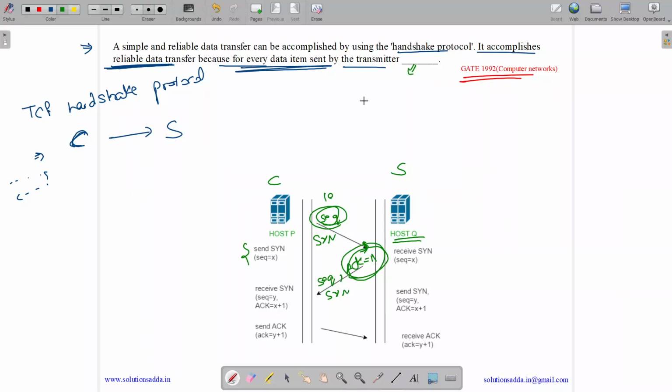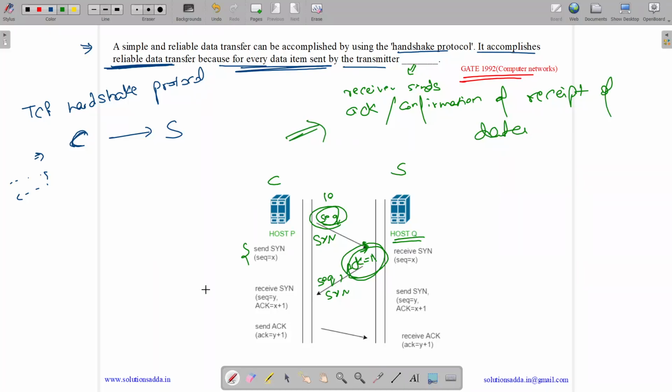acknowledgement, which means it is reliable because the receiver sends acknowledgement, or we can say confirmation of receipt of data, which means it sends an acknowledgement that it has received the data.